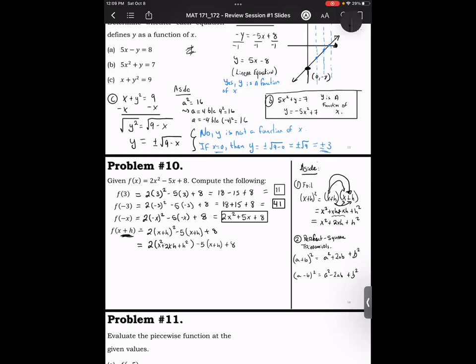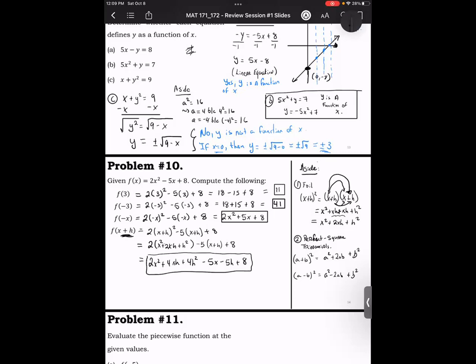Now you use the distributive property, where you distribute 2 and negative 5 inside the parentheses. That's how you're going to compute f of x plus h. So this will be 2x squared plus 4xh plus 4h squared minus 5x minus 5h plus 8. If you look closely, there are no other like terms, so this will be your final answer.